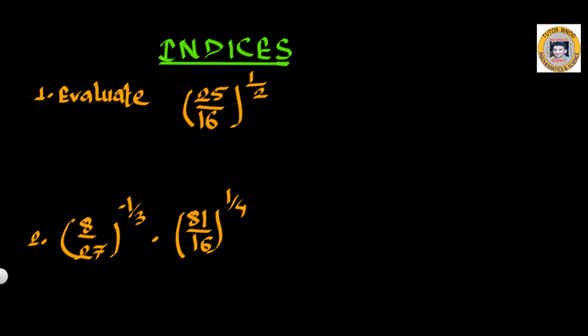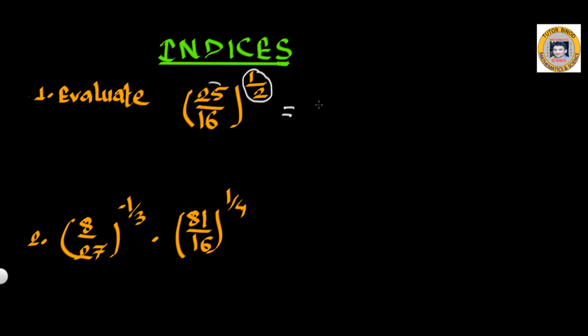Now let us see an example. The first example tells us that we have to evaluate (25/16) raised to the power 1/2. So if we write this base in terms of something raised to the power 2, then we would cancel 2 and 2, and it would be easier for us to elaborate.